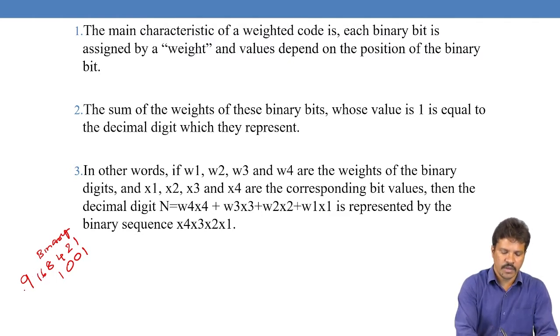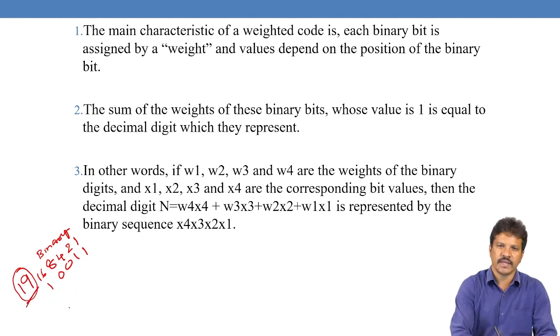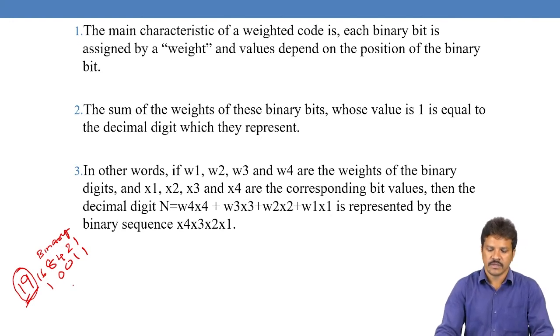For example, if I take 19, what is the binary representation for 19? 16 plus 3, that is 1 0 0 1 1. So we get 19. This number can also be represented in the form of binary words in digital computers. Each digit is represented with its binary code. So these are the two ways to represent numbers in digital computers.